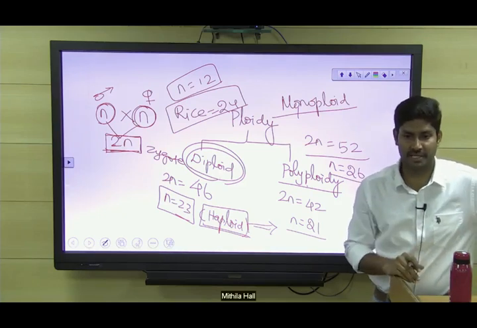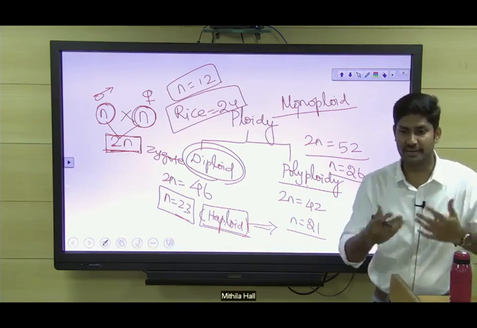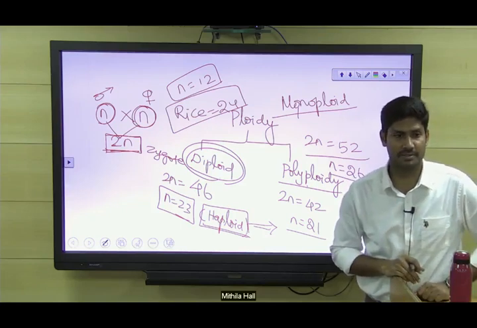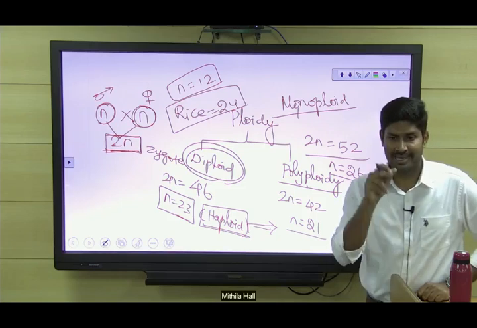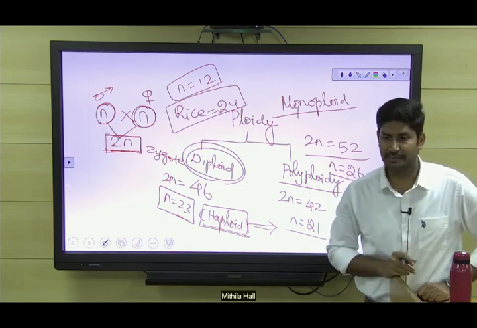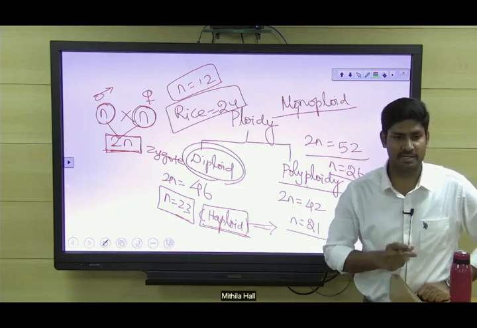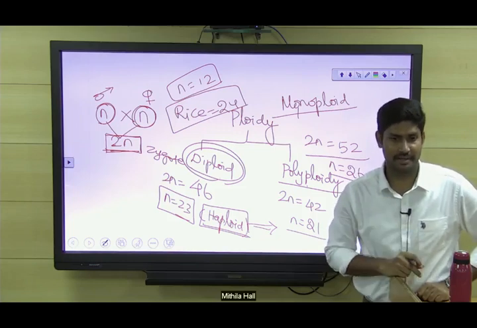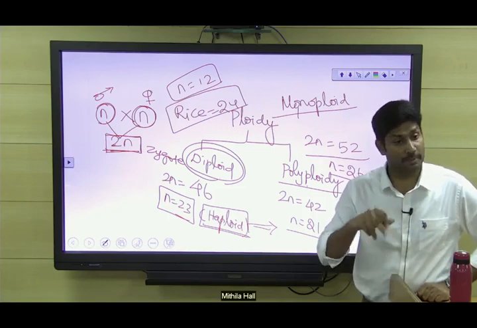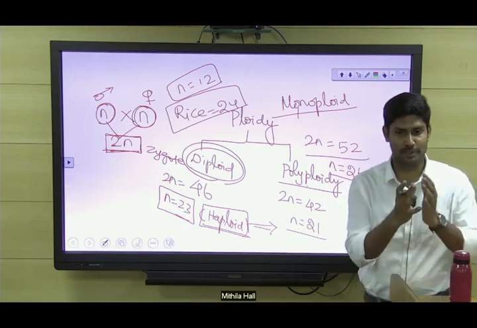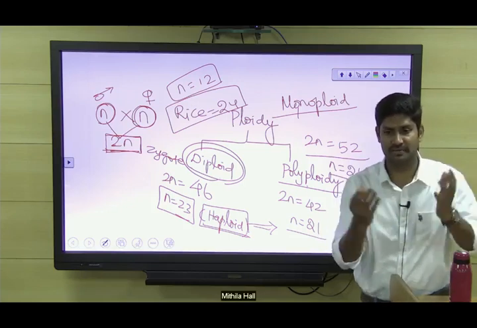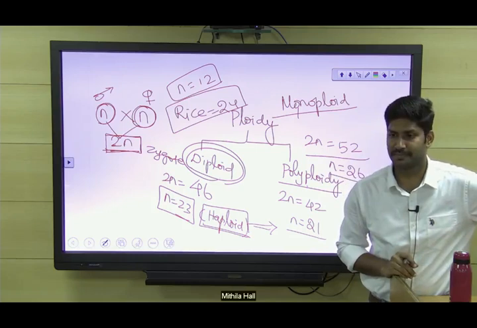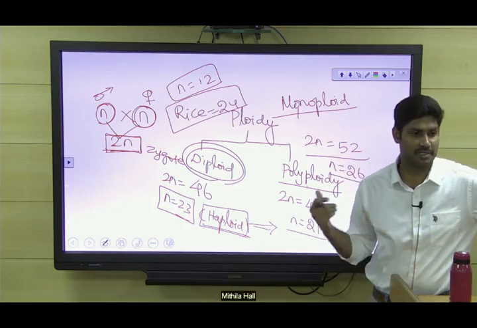Suppose in agriculture you want more leaf yield, in the case of fodder crops for livestock, or tea. What is the economic product in tea? Leaf yield. For these types of crops, we develop polyploid species so that they produce more profuse tillering. That's the application of polyploids.